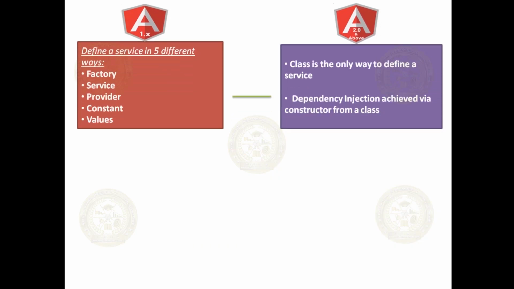So let me see other differences. To define a service in Angular 1.x, there are different ways. We use factories, services, provider, constant, and values. But in Angular 2.0 and above, we use class for everything. Class is the only way to define a service. Dependency injection is achieved by a constructor from a class.